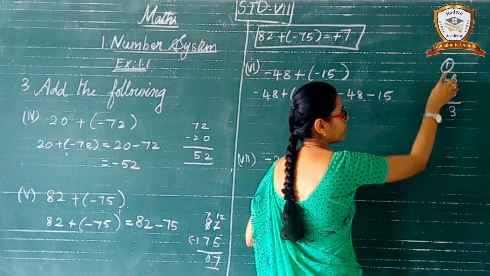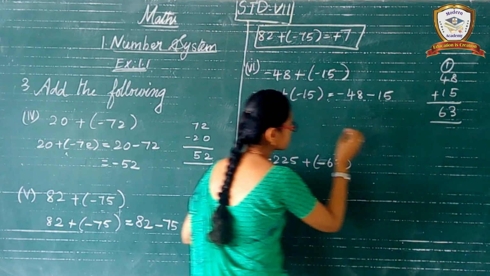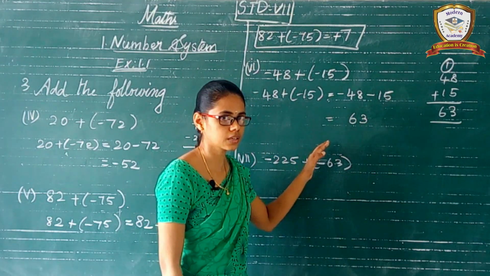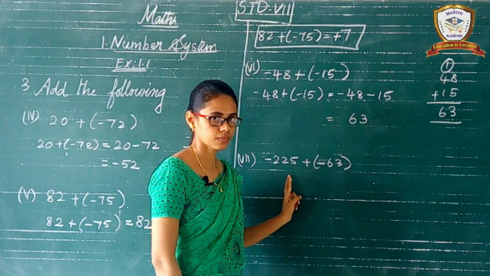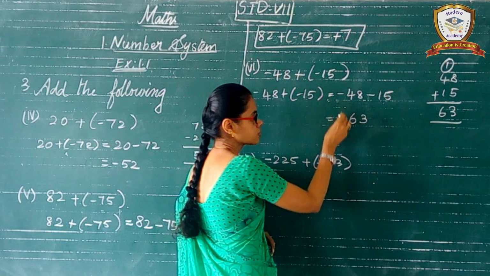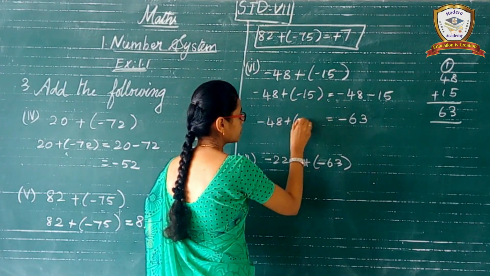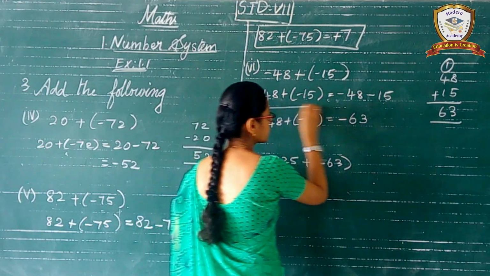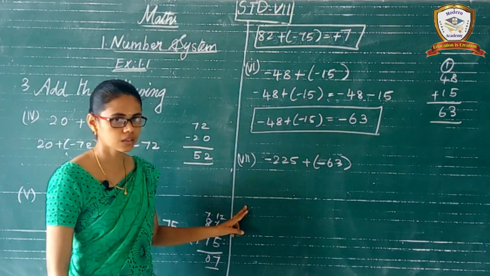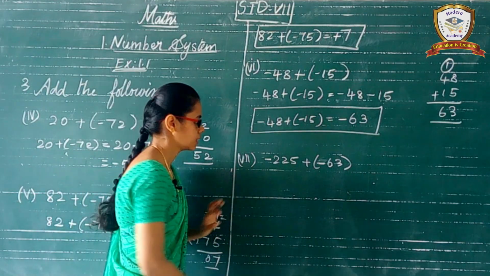See. 1 plus 4, 5. 5 plus 1, 6. So the answer is 63 and we want to mention the sign. Which one is the biggest number? 48. So the sign of 48 is minus. So you want to mention minus. So the answer for minus 48 plus of minus 50 is minus 63. Can you understand this? Okay. Shall we move to the next one?